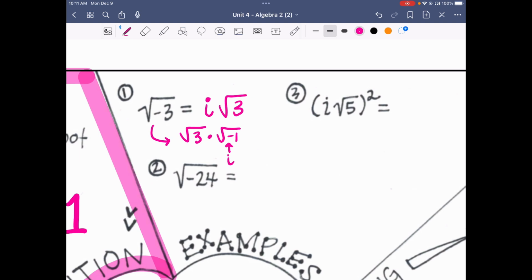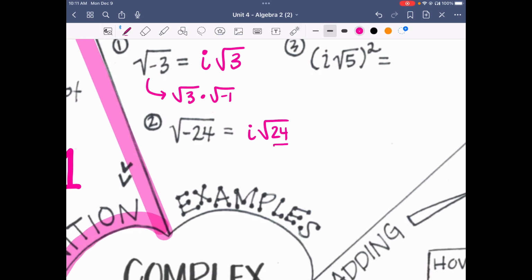So that's where this comes from, in terms of the reason we can just take the i out. For number 2, we'll do the same thing. I could rewrite this as i radical 24, or I could rewrite it fully out, as having the square root of -1. But I'm going to go from here.